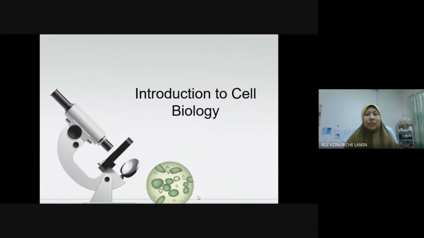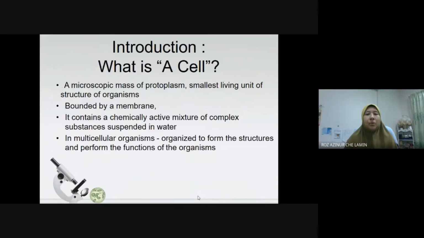For the introduction of cell biology, what is a cell? Cell is a microscopic mass of protoplasm, the smallest living unit of structure of an organism. It is bounded by a membrane. It also contains a chemically active mixture of complex substances suspended in water. In a multicellular organism, it is organized to form the structures and perform the functions of that organism.